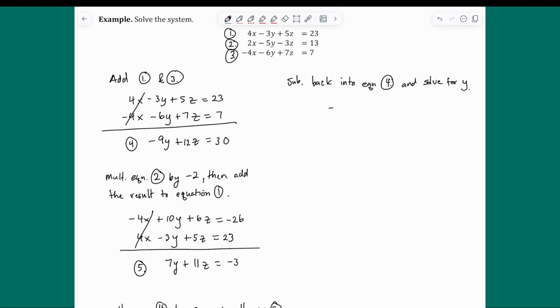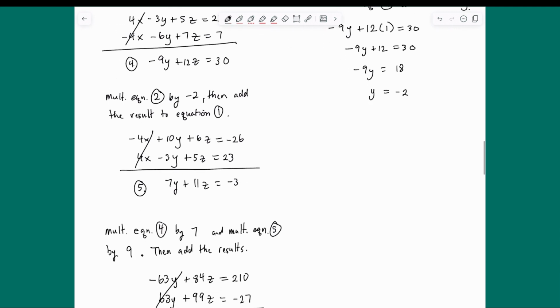Okay, so then I'm going to take my negative 9y plus 12z, but plugging in my 1 for z equals 30. So we get negative 9y plus 12 equals 30. So negative 9y equals 18. Dividing both sides by negative 9 gives us y equal to negative 2. All right, now I know z, now I know y.